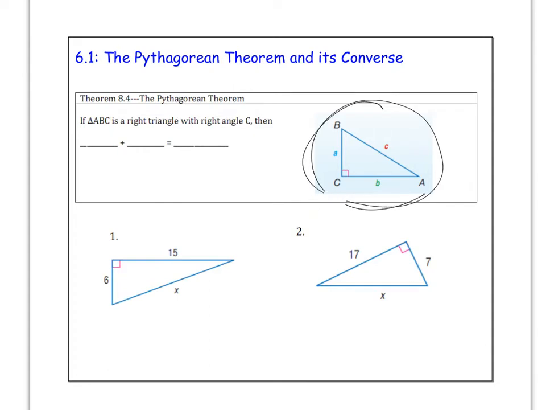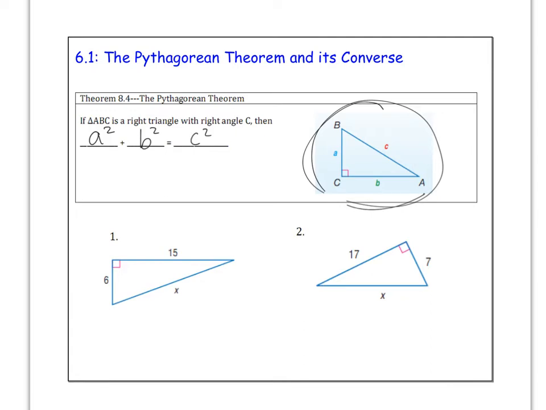Do you remember what the Pythagorean theorem is? Well, if you're thinking it's a squared plus b squared equals c squared, you're right. What we use it for is if we know two of the side lengths, then we can find the third side length by using this theorem. So let's jump down right to number 1, and you might remember how to do this.